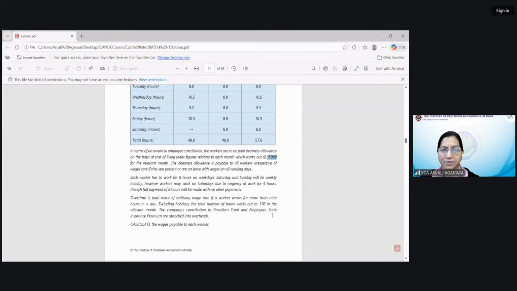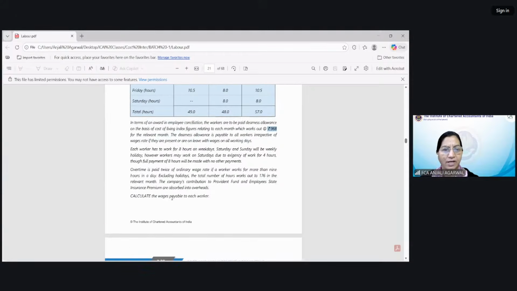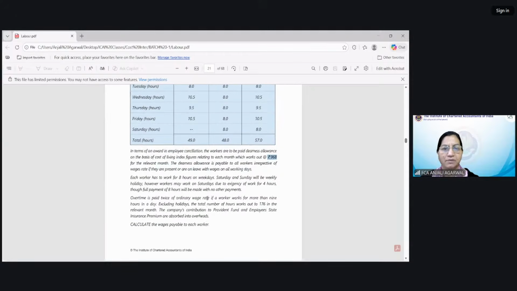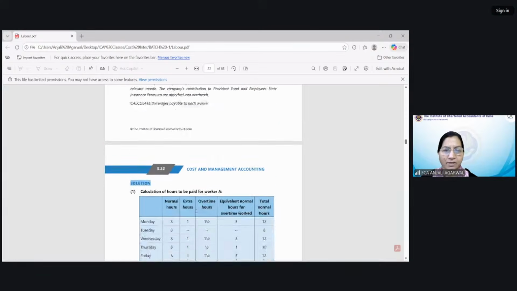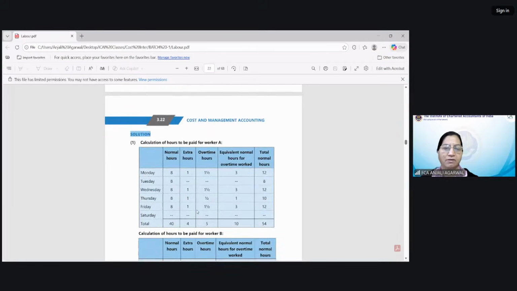Company's contribution to PF and ESI are absorbed into overheads. Okay, it will not be part of direct cost. So you have to calculate the wages payable to each worker. So if you look at worker A, 5 hours has to be paid overtime. That means 44 hours have to be paid at normal time, and DA has to be paid for total hours, 5.5 for the normal hours. So this is how we calculate for worker A, which we have already done.